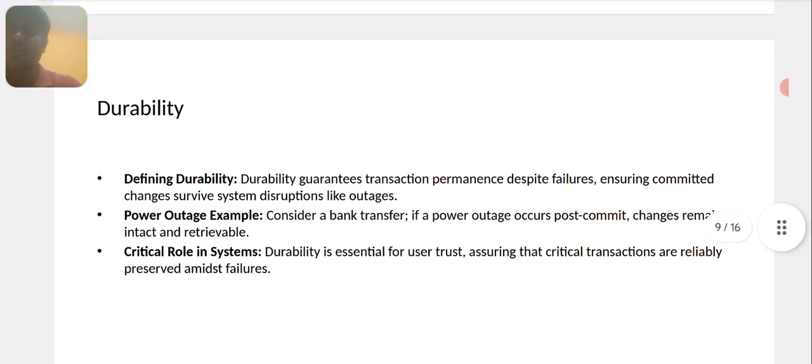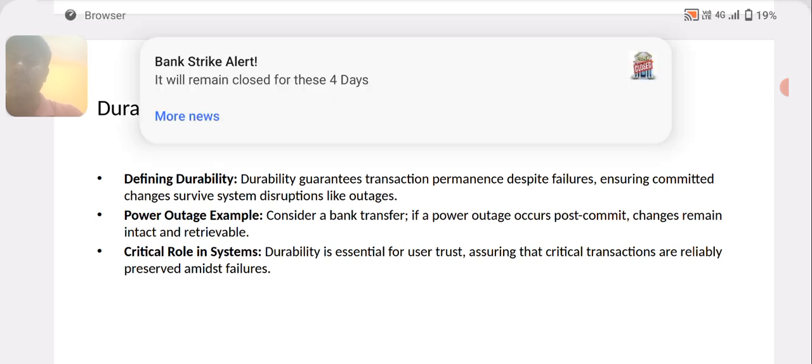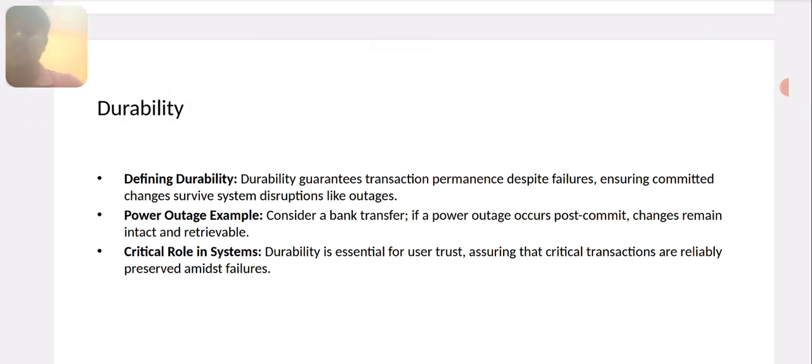The next one is durability. Durability guarantees that transaction effects persist despite failures, ensuring committed changes survive disruptions like power outages. For example, consider a bank transfer: if a power outage occurs post commit, the changes remain intact and retrievable. The next one is the critical role in systems. Durability is essential for user trust, assuring that critical transactions are reliable and preserved amidst failures.